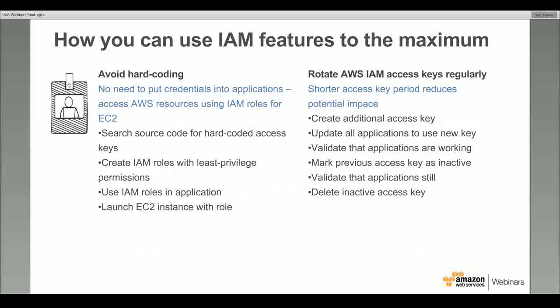A couple of best practices on how to use IAM features to the maximum. First and foremost, avoid hard coding the credentials. We've talked about the usage of temporary credentials. On the right-hand side, there's also a quick conceptual walkthrough of how to rotate more permanent credentials, which we support. I encourage you to take a look at those and other best practices, which I'm going to call out, and put them to good use for the purpose of securing your usage and consumption of AWS resources.